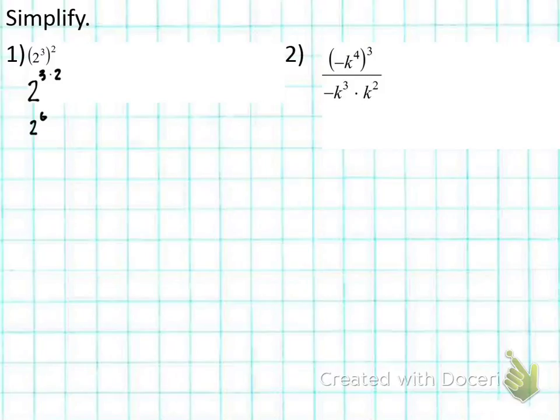When it's a power of 5 or more, I don't really expect you to work it out, but let's just do it anyways. 2 times 2 is 4, times 2 again is 8, times 2 again is 16, times 2 again is 32, times 2 again is 64. So the answer here is 64.